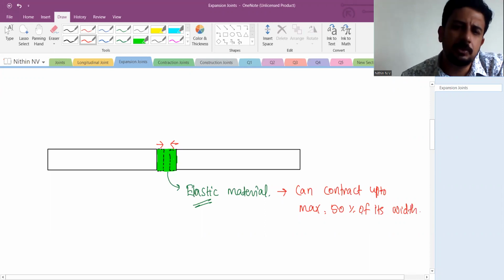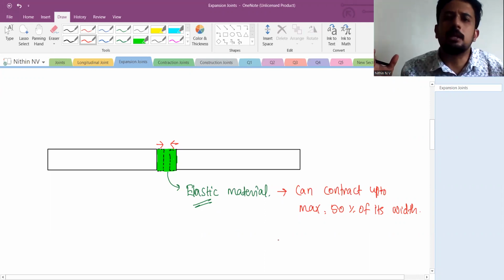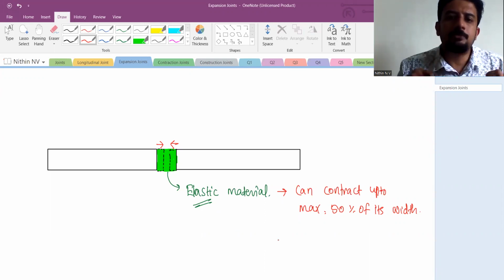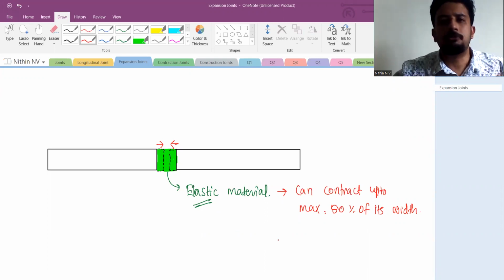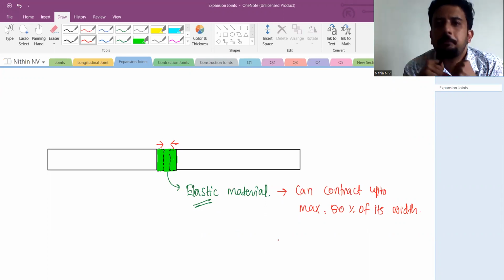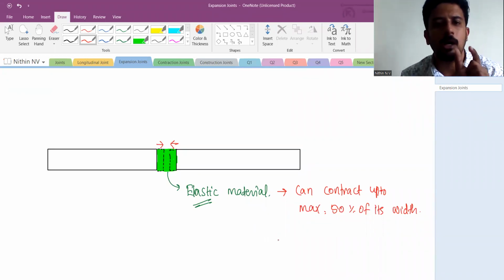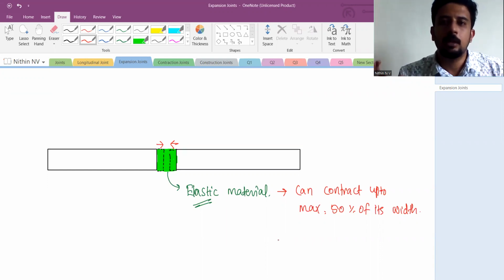What is the meaning of this? If I am having an elastic material of some 10 centimeter width, it can contract by 5 centimeter. If I am having an elastic material of 20 millimeter width, then it can contract by 10 millimeter. That's the meaning. Only 50% of it, it can contract. Understood? Which means, what should be the minimum gap I need to provide there? It will contract only 50%.